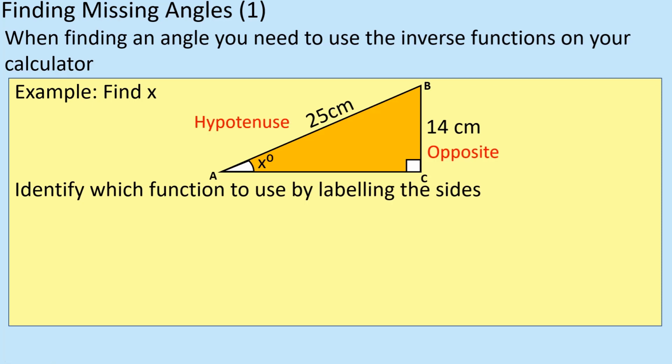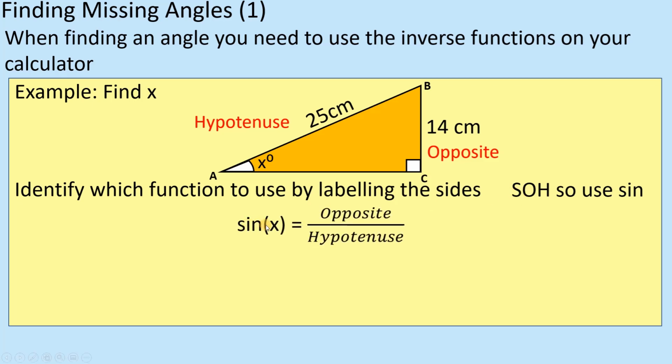Then we've got to identify which function we're going to use. Is it sine, cos or tan? How much you've remembered or retained the use of SOHCAHTOA, I'm not sure, but SOH is the one that comes first, and that's the one that involves O and H, which is what we've got. So it's sin. Writing that out, I've got sin x equals opposite over hypotenuse.